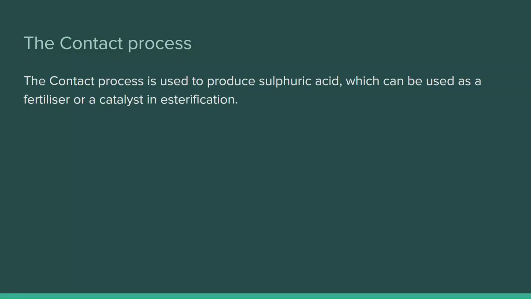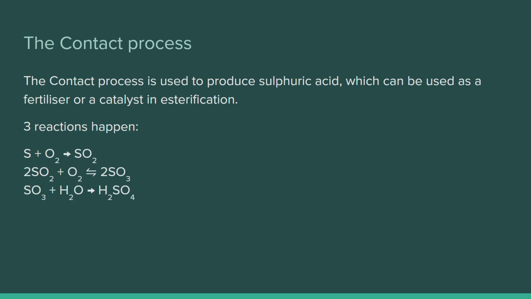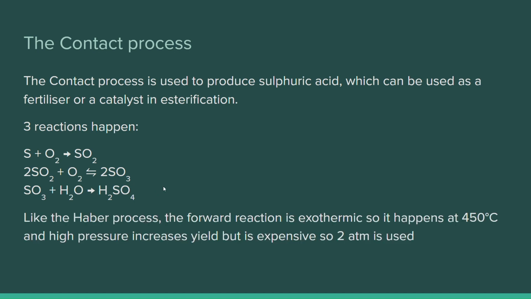The contact process is used to produce sulfuric acid, which can be used as a fertilizer, or as a catalyst in esterification, which is an ester reaction. So in this process, three reactions happen. S plus O2 creates SO2, and 2SO2 plus O2 is a reversible reaction. It produces 2SO3, and SO3 plus H2O creates H2SO4, which is your sulfuric acid.